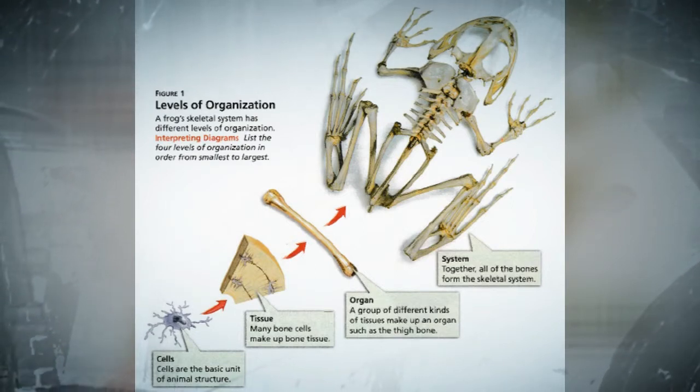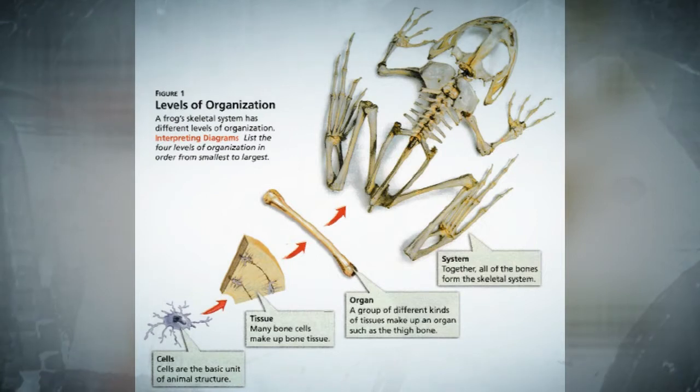An organ performs a more complex function than each tissue could perform alone. Groups of structures that perform the broadest functions of an animal are called systems. One example of a system is the skeletal system of a frog shown here in the image.